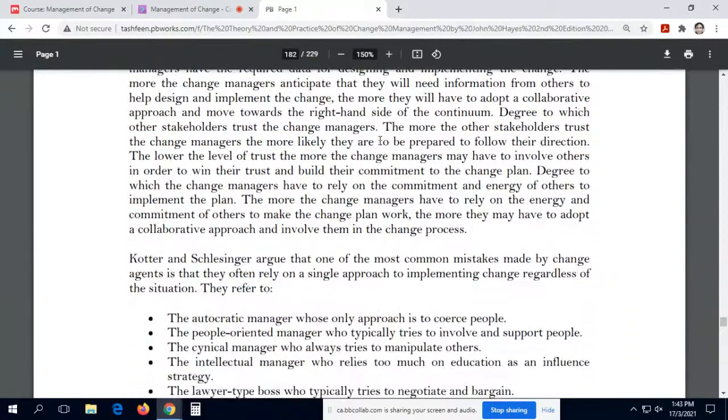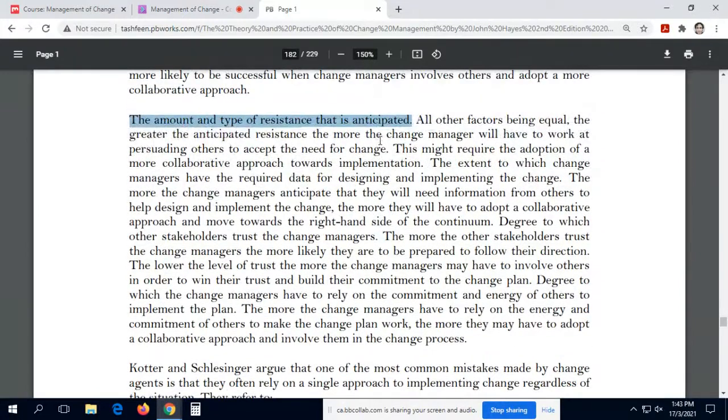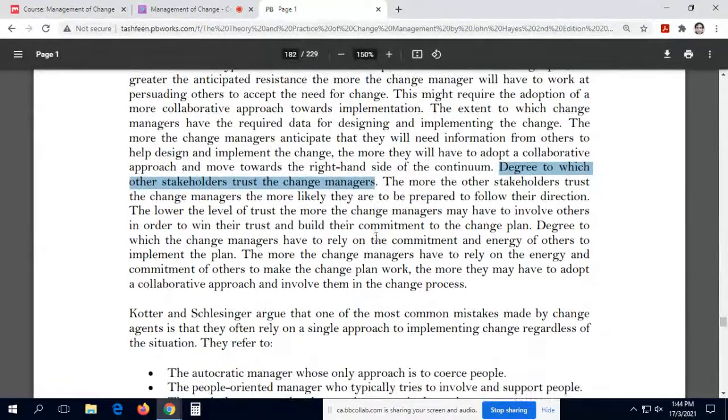Okay. Degree to which other stakeholders trust the change managers. I think I mentioned it already just a while ago, that what is the degree to which other stakeholders trust the change managers and the resistors, and so on. And then this is the sixth one: degree to which the change managers have to rely on the commitment and energy of others to implement the plan. So how much they are dependent on the other people in terms of plan execution. Yeah. So you would want to think about that.